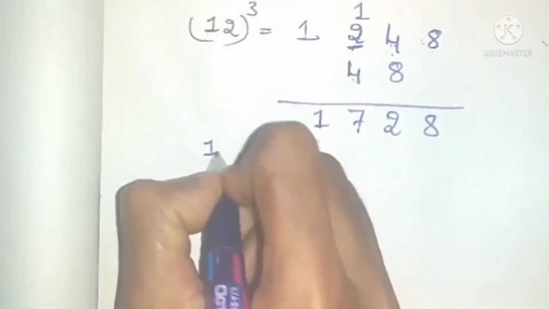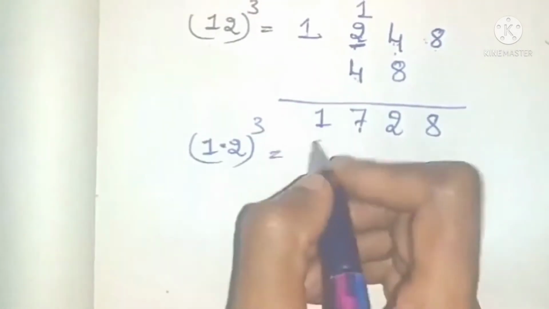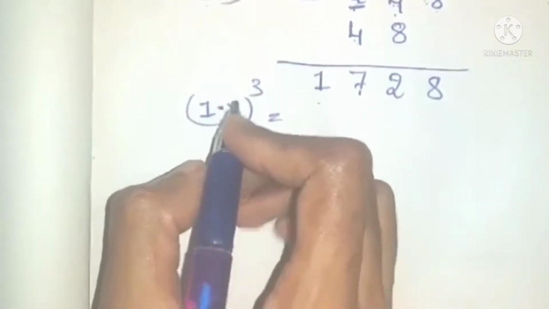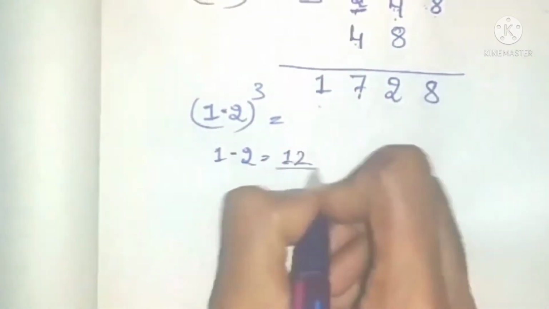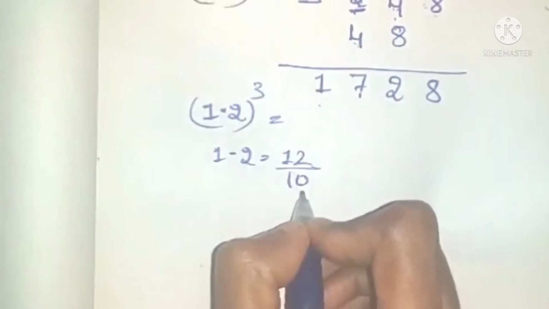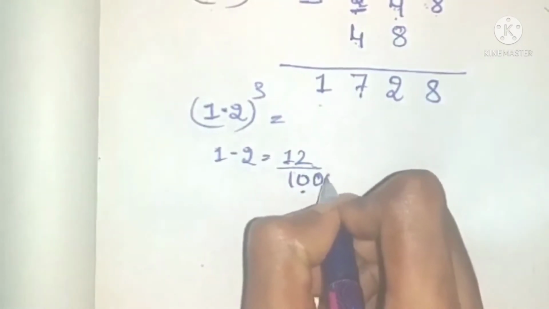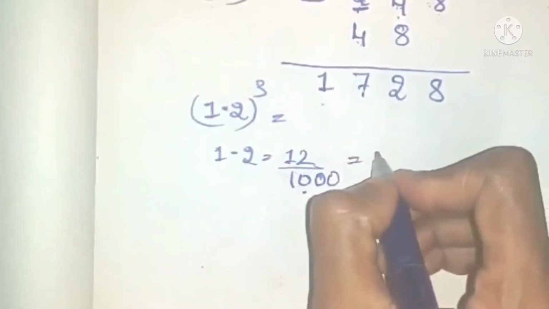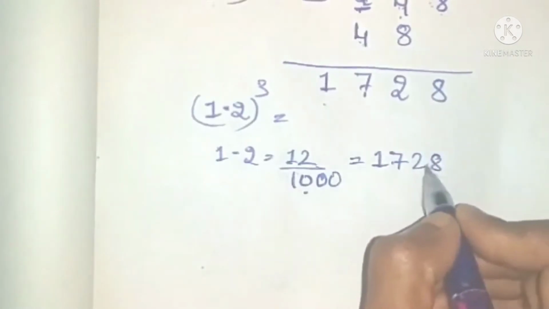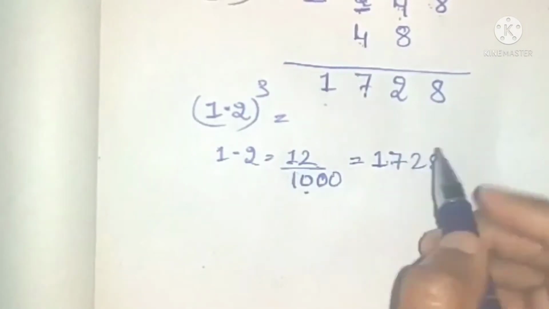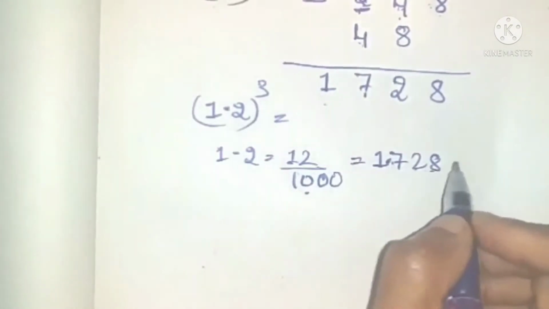If it is 1.2 whole cube, how can we write? We know that 1.2 we can write as 12 by 10. So here we'll get 10. If that is cube, how many zeros will we get? 3 zeros, right? So now what is the answer? For this 1728 only, we have to put the dot, that is the decimal representation, after 3 digits, that is 1 2 3. 1.728 is your answer.